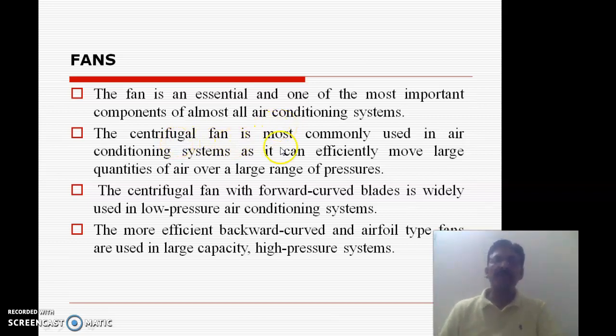So centrifugal fan is most commonly used in air conditioning system as it can efficiently move large quantity of air over a large range of pressure. The centrifugal fan with forward curved blade is widely used in low pressure air conditioning system, while the more efficient backward curved and airfoil type fans are used in large capacity, high pressure system.